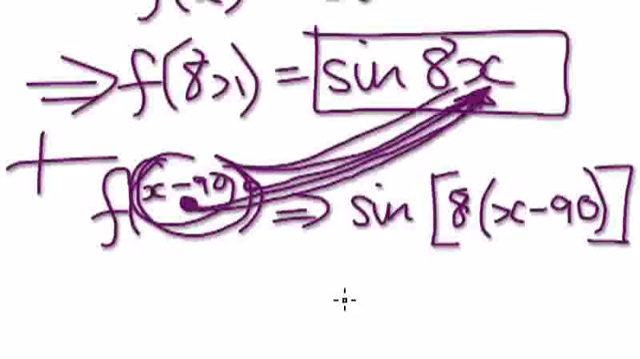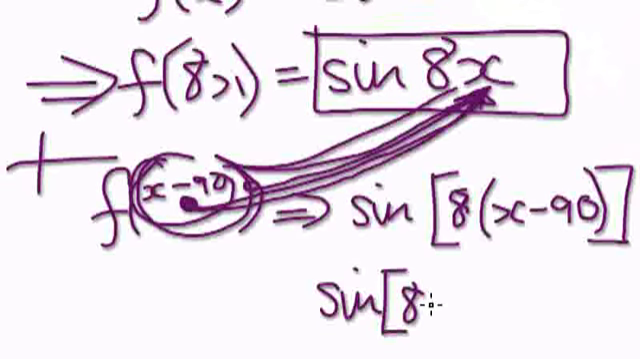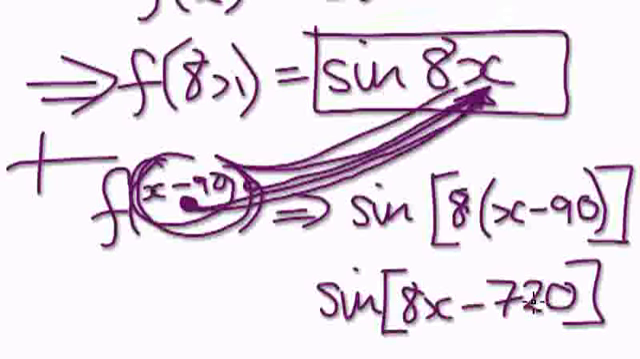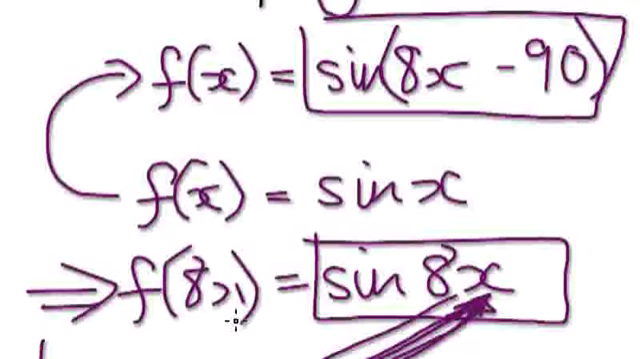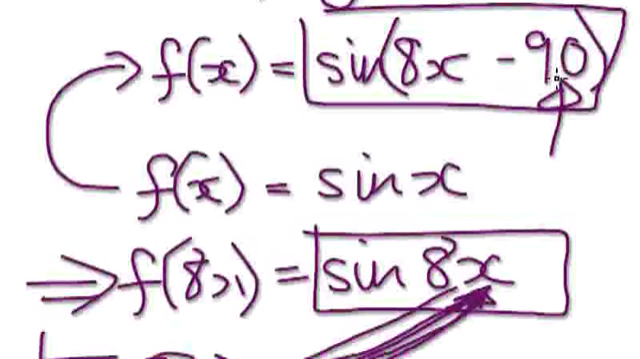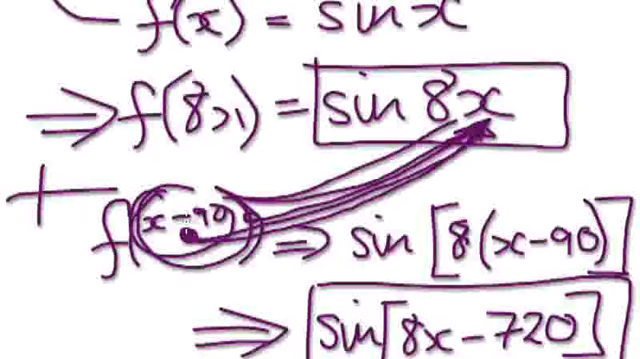Well, then that would give us sine 8x minus 720. And can you see that this is not our original target here? Our original target is 90. You see, when you're here, you don't shift it across by 90. By doing this, wanting to shift it across by 90, you're changing the whole thing. So this should not be the case.